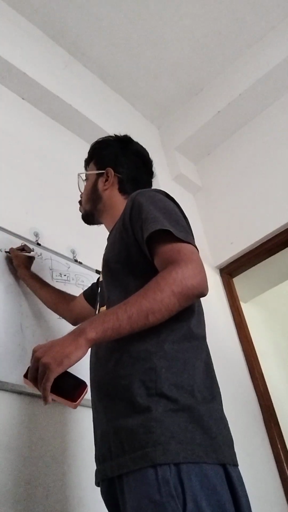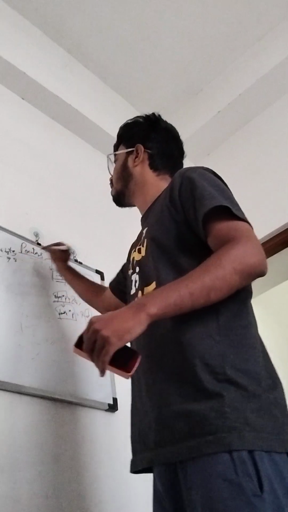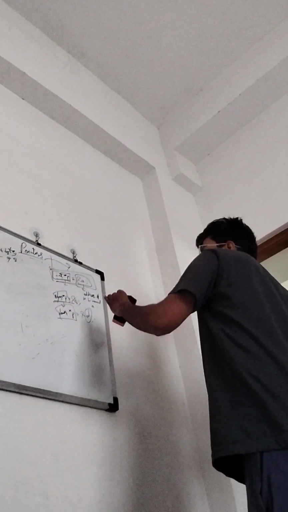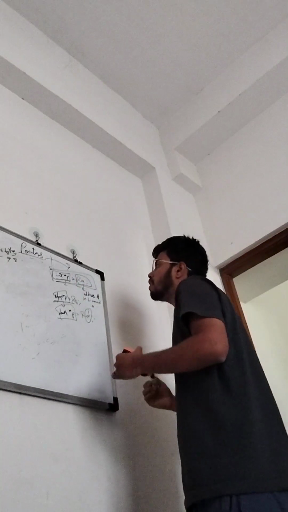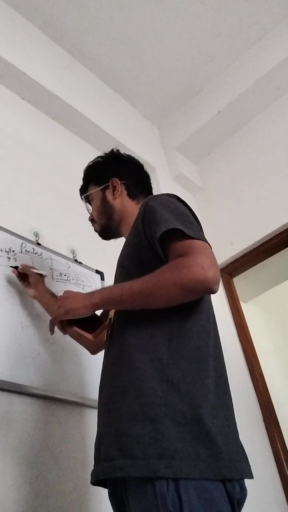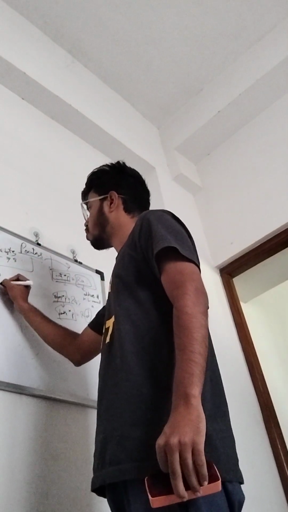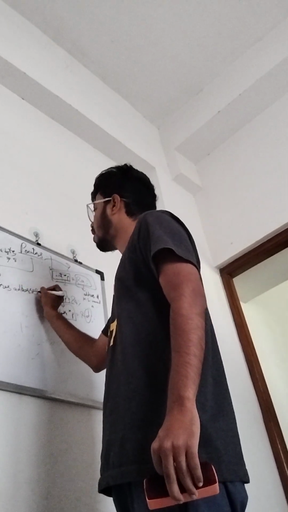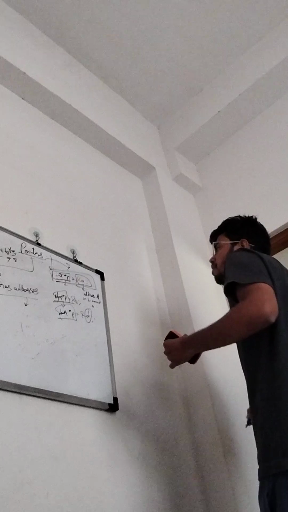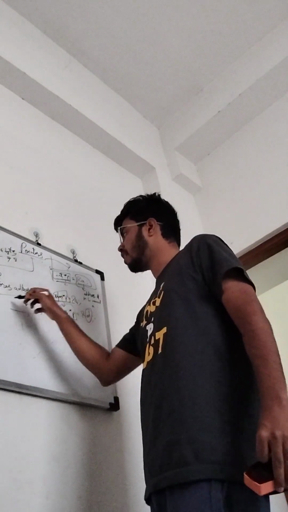Int has 4 bytes generally, double has I guess 8 bytes. So does the size of a pointer vary according to the data type to which it points? No, because the basic thing about a pointer is that it stores addresses. Now the address of a memory block has a fixed size, right?